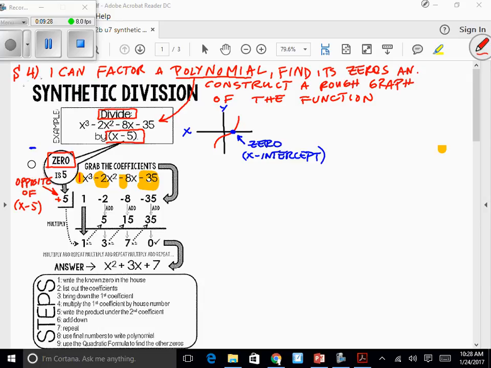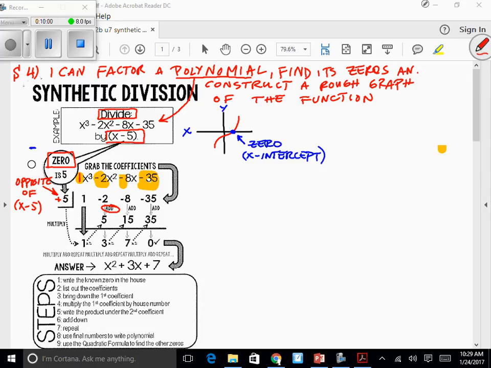Here it comes. Drop the 1 and multiply. 5 times the 1 gives you a 5. Then you add down. Highlight this add. All right, so here it goes. -2 plus the 5 gives you the 3.